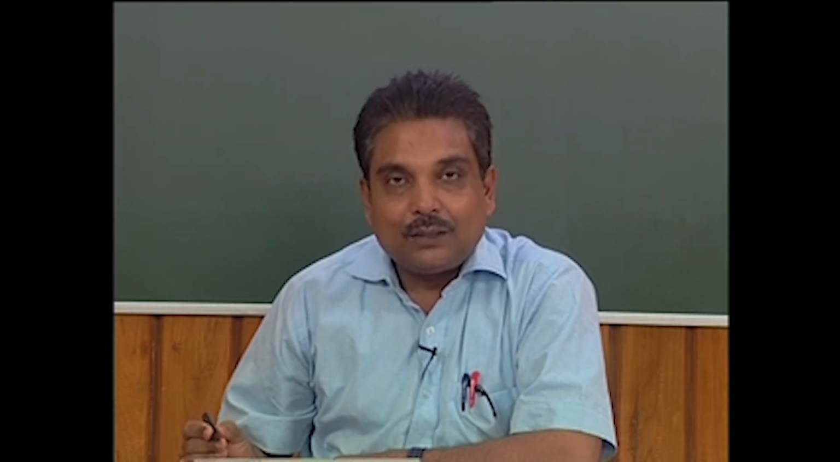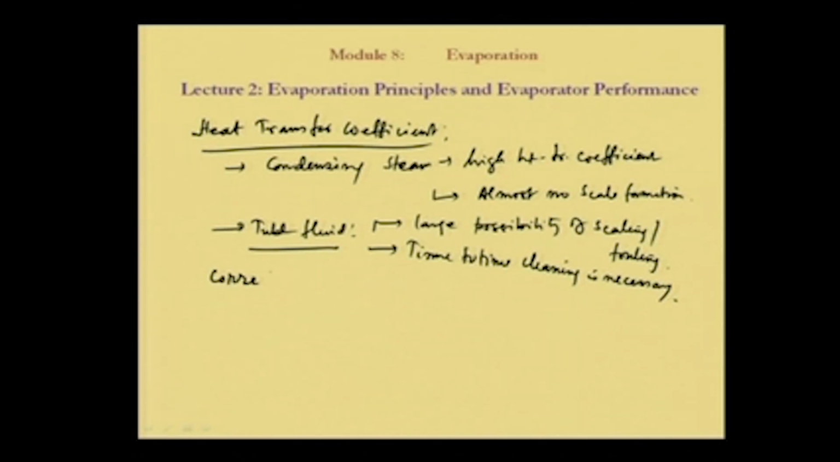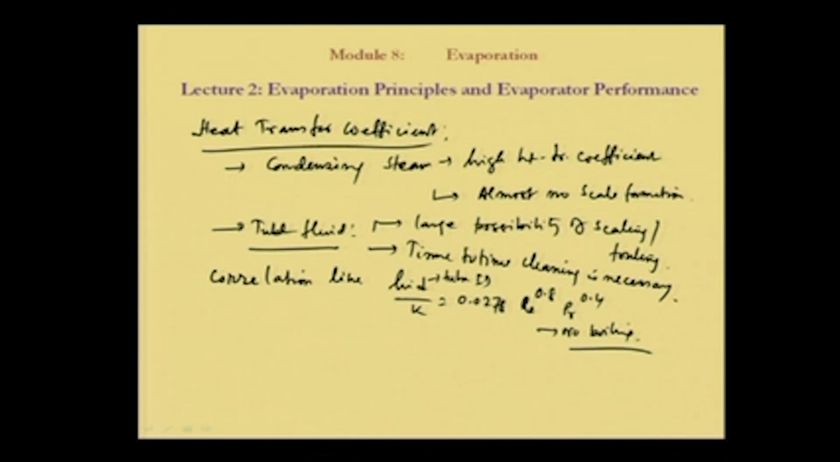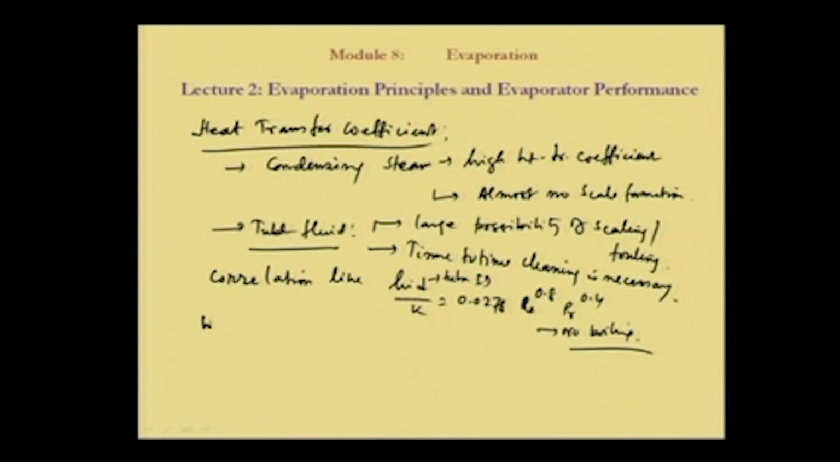So, under that situation we can use a correlation like h·D/k = 0.0278 Re^0.8. It is like the Sieder-Tate kind of correlation, though not exactly the Sieder-Tate relation, and D is the tube inner diameter, tube ID. So, this correlation is used when there is no boiling, and when there is boiling, then we have already discussed in convective heat transfer that there are some correlations that can be used when boiling.